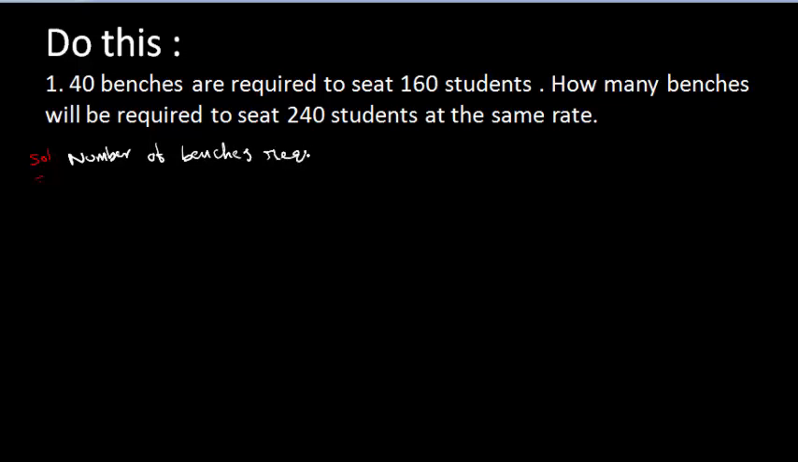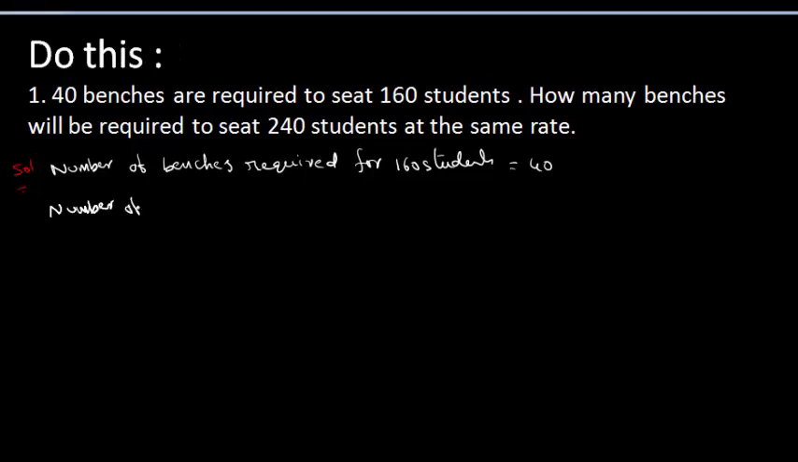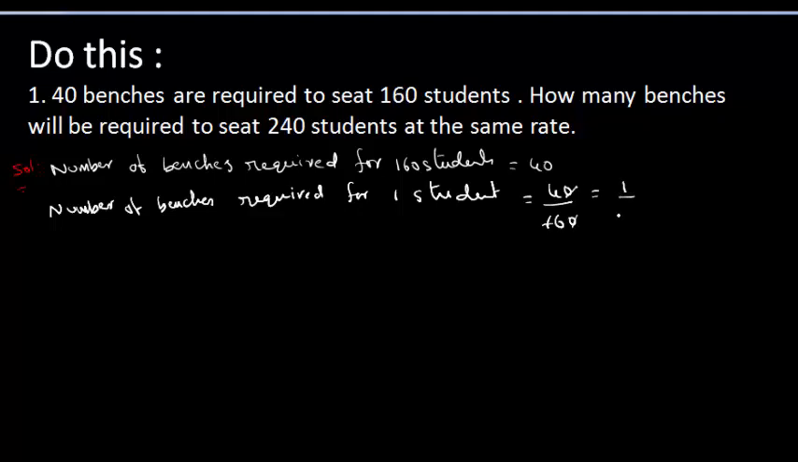Number of benches required for 160 students equals 40 benches. Number of benches required for one student equals 40 by 160. 0 and 0 cancel. 4 divides 4, 1 time. 4 divides 16, 4 times. So it is 1 by 4.